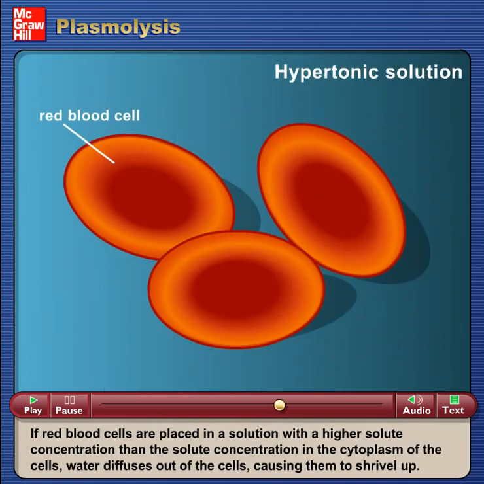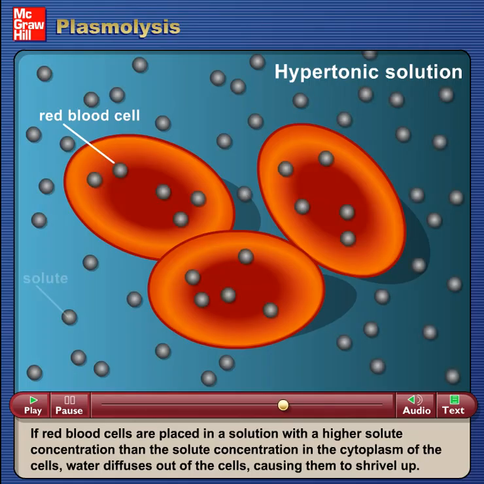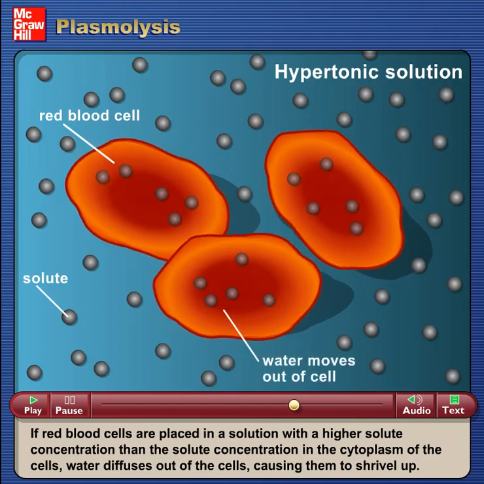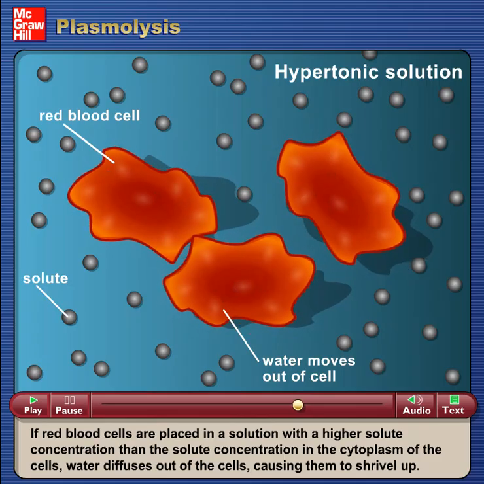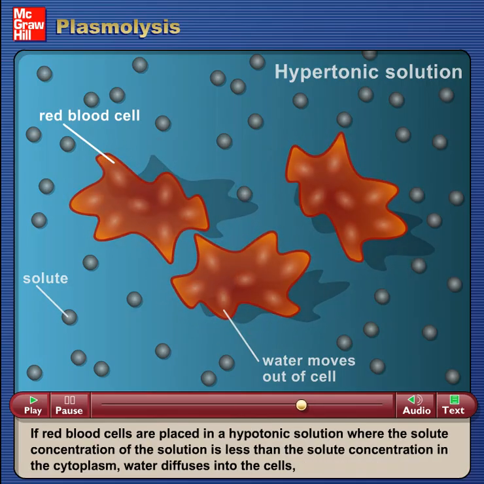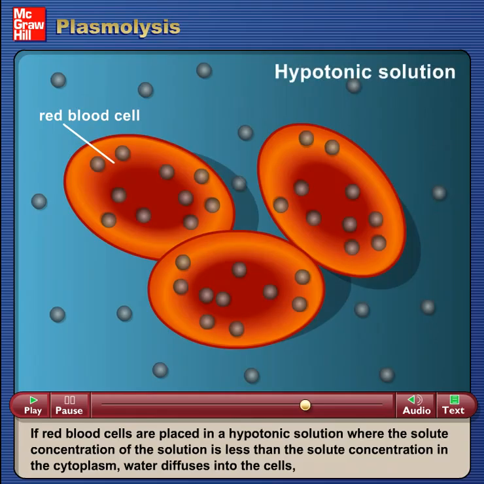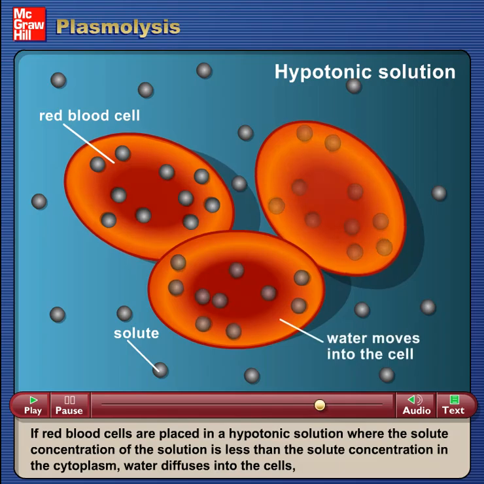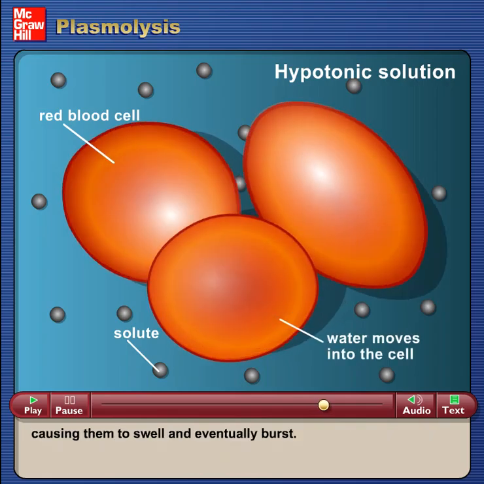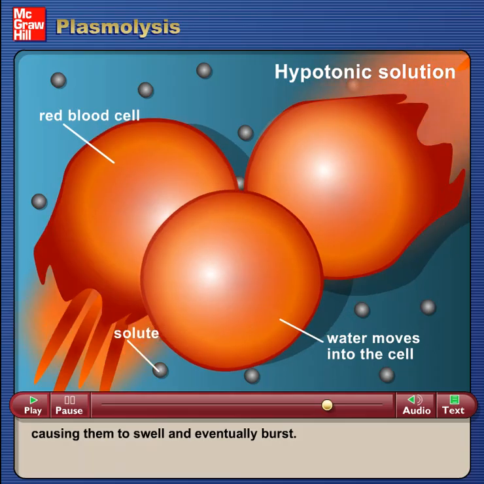If red blood cells are placed in a solution with a higher solute concentration than the solute concentration in the cytoplasm of the cells, water diffuses out of the cells, causing them to shrivel up. If red blood cells are placed in a hypotonic solution, where the solute concentration of the solution is less than the solute concentration in the cytoplasm, water diffuses into the cells, causing them to swell and eventually burst.